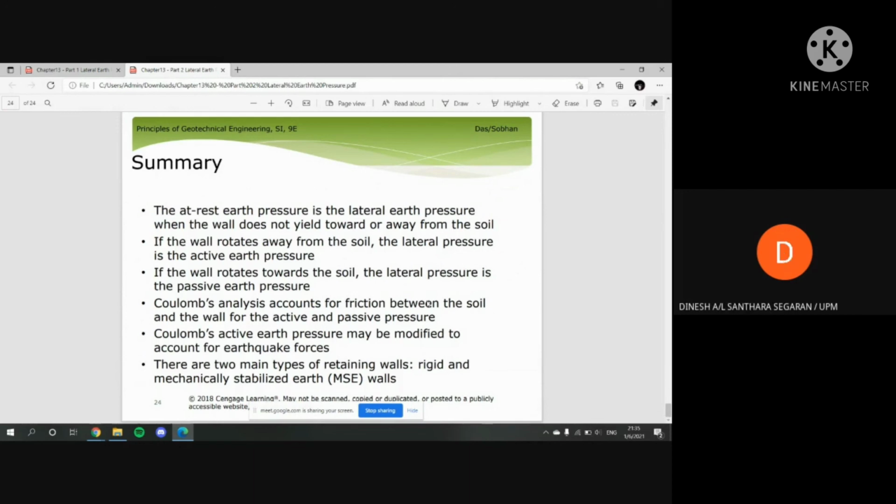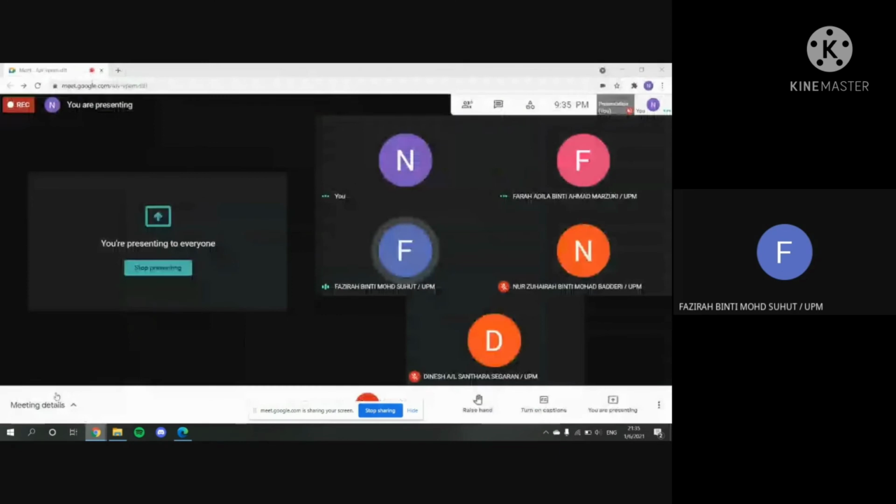And then apa yang aku dah cakap tadi, kita ada dua type of retaining walls, which is rigid and mechanically stabilized earth walls. Itu je. Alright. Faham? Okay. So I think that's all for this topic.